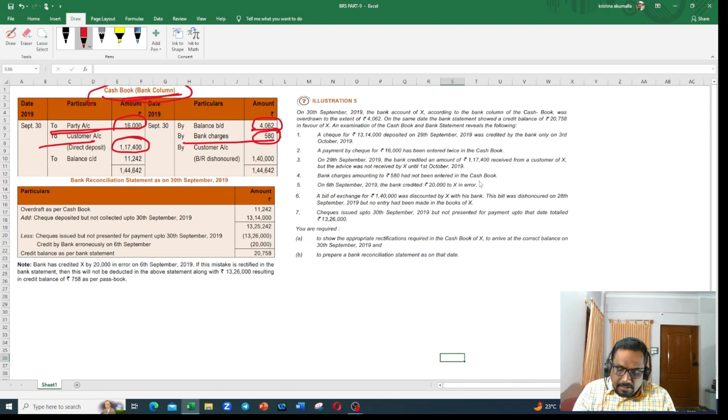Are you clear? Next. On 6th September 2019, the bank credited 20,000 to X in error. By mistake, the bank credited 20,000.